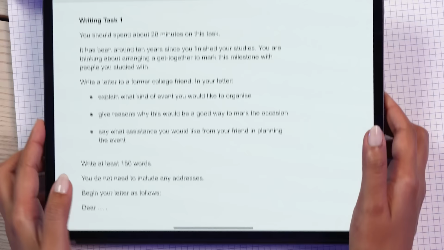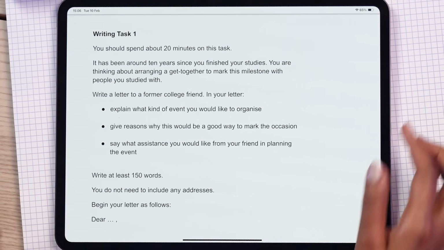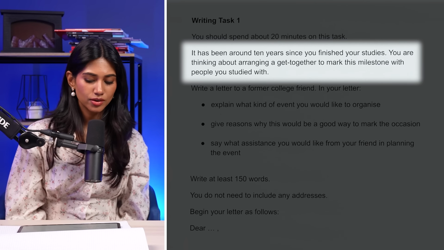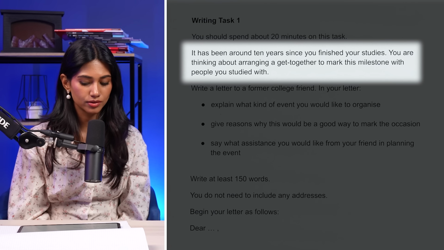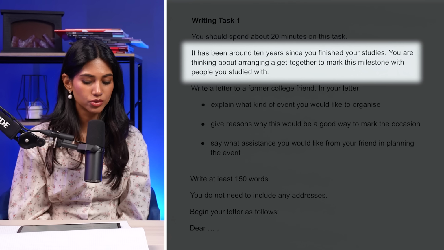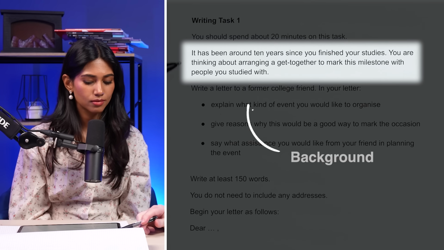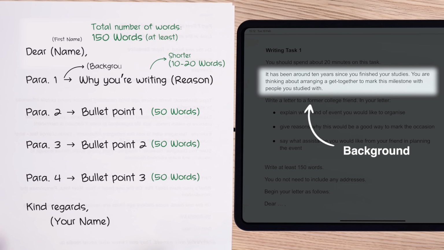So let's just read the question and think about what it actually means. It has been around 10 years since you finished your studies. You are thinking about arranging a get-together to mark this milestone with people you studied with. Okay, so this is the background. This is what we're going to put in here. The reason we are writing to them is that. So you're basically taking that and paraphrasing it. So you're not going to copy it exactly. You're going to state, how would you say this in your own words?